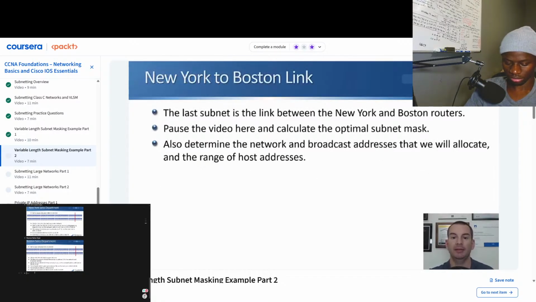Okay, so that last subnet, the link between the New York and Boston routers. So let's do the same thing again. Pause the video, determine the optimal subnet mask, and the network, broadcast addresses, and the host addresses that we're going to use. So pause the video, and I'll see you back with the answer.